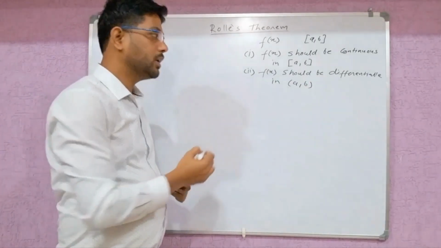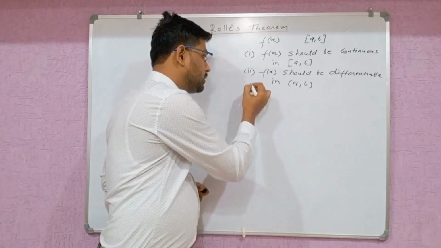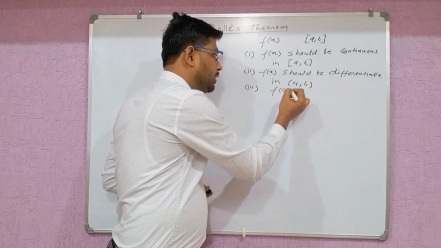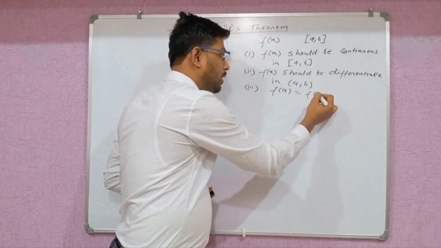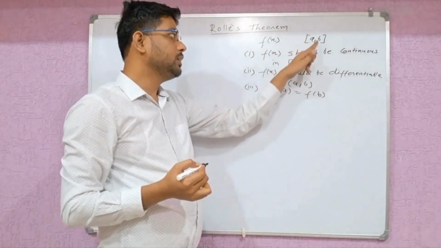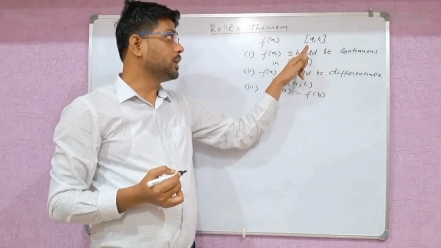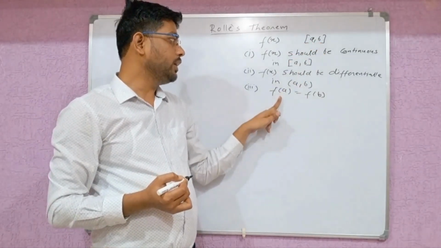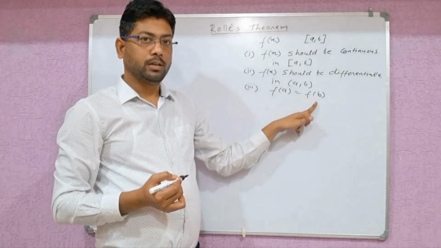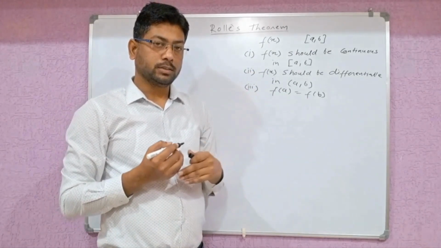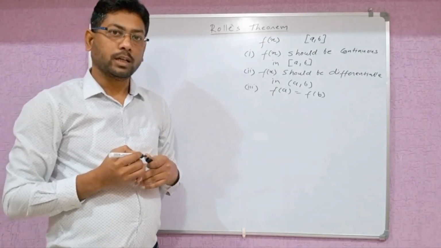Now let's see the third condition. The third condition is f(a) should be equal to f(b). What are these a and b? A and b are the starting point and the end point of the interval. So this f(a) and this f(b) should be equal. So these are the three conditions that should be satisfied.